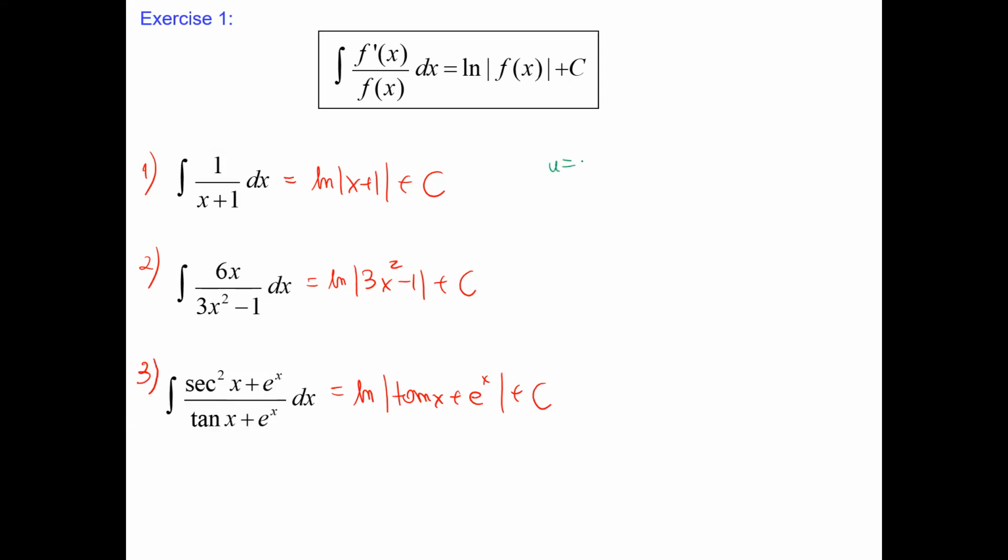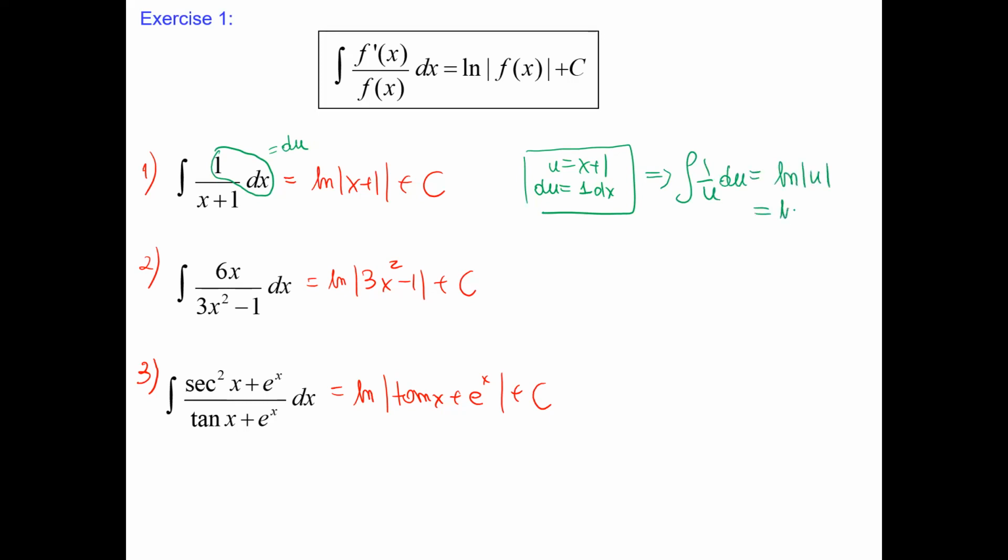We will definitely let u be x plus 1. du is 1 dx. We can see 1 dx, this will be replaced as a du. Then our integral will be 1 over u du, and this is natural log of u. Getting back to original variables, natural log of x plus 1. Done.